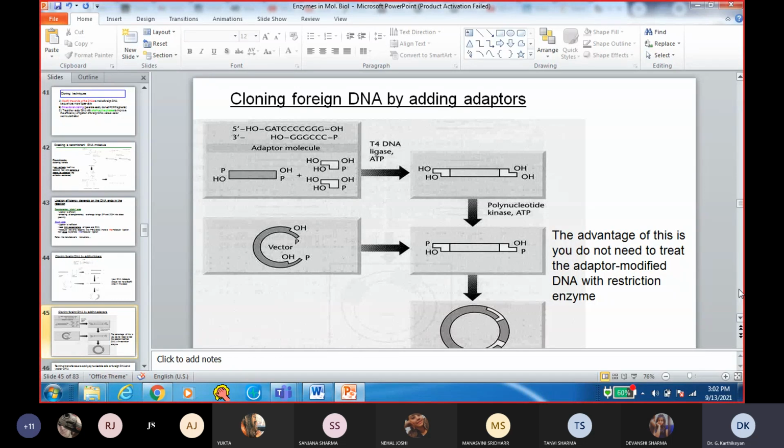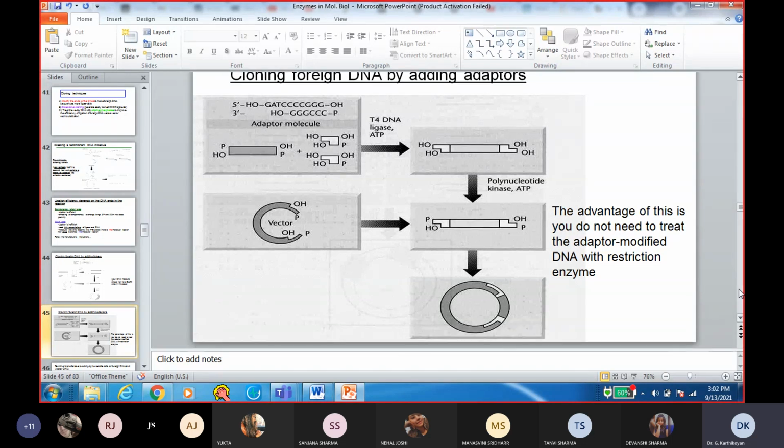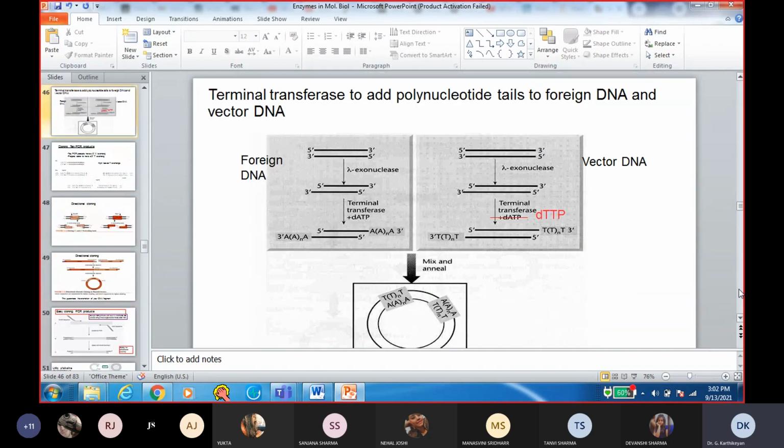And then from that tiny amount of DNA, all you can do is set up a PCR, and you will be able to amplify any gene of interest. So things have matured. These are all historical techniques by which people used to clone DNA.